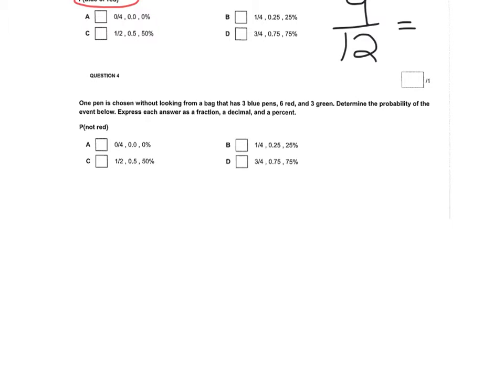Another similar question. One pen is chosen without looking that has 3 blue, 6 red, 3 green. Determine the probability of it not being red. Okay, so again, we add all these up. The total is 12. Not red. So I have 3 blue, 6 red, so that's not going to be included, and then 3 green. So add those two numbers that are not red. Well, that was the wrong color choice.